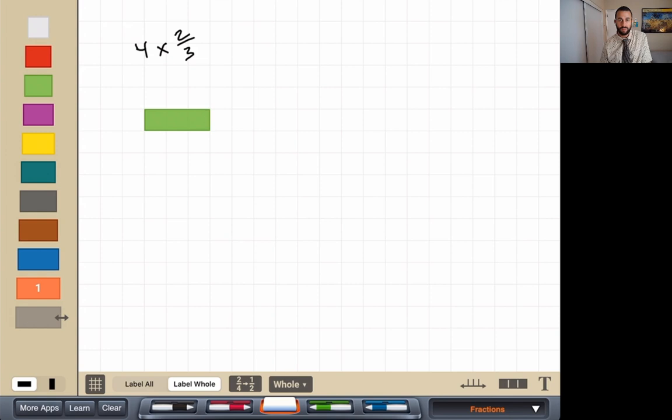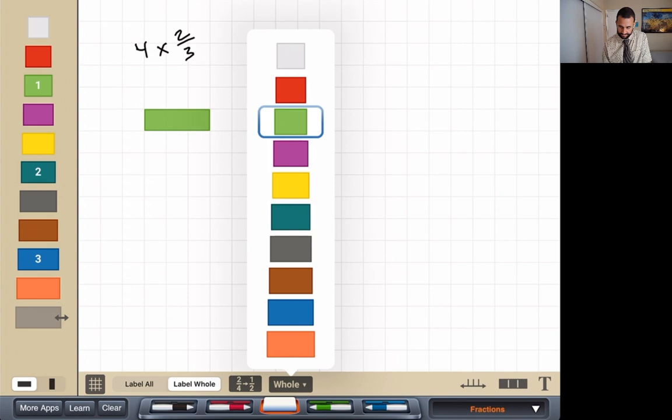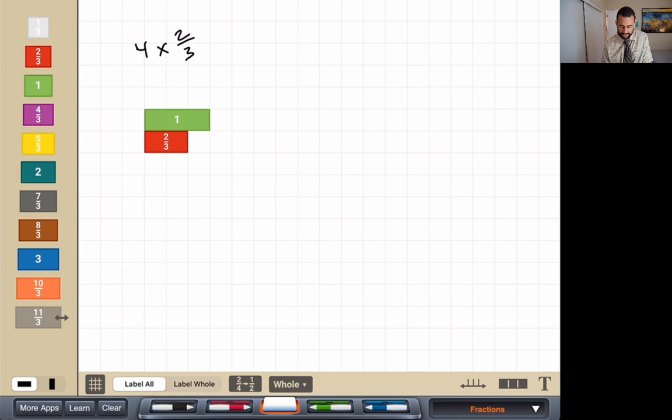This one. I can split that up into three equal sized pieces because it's got three parts, right? I'm gonna call that the unit. There we go. I'm gonna label it. So if that's my unit, then this is two-thirds. There we go. And so the question is, what's 4 times 2/3? Well, I need four of those. Ready? One, two, three, four.